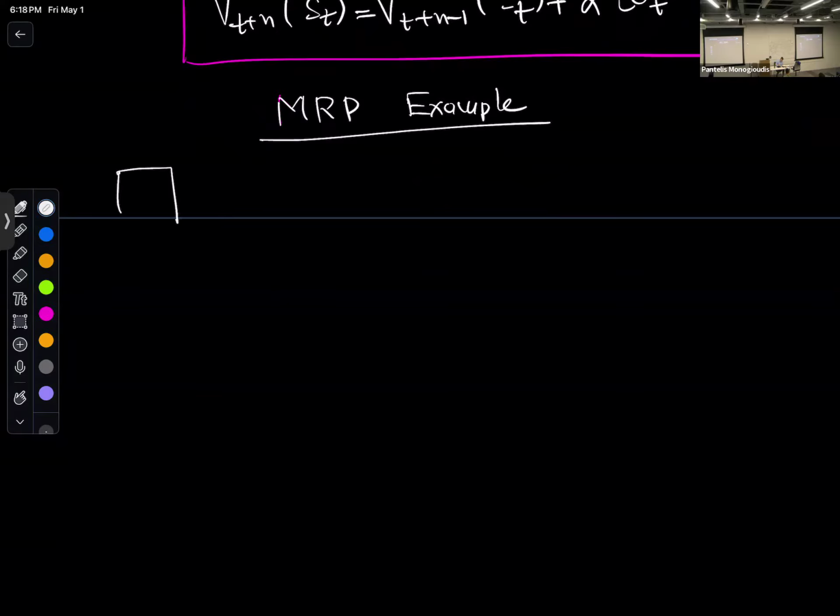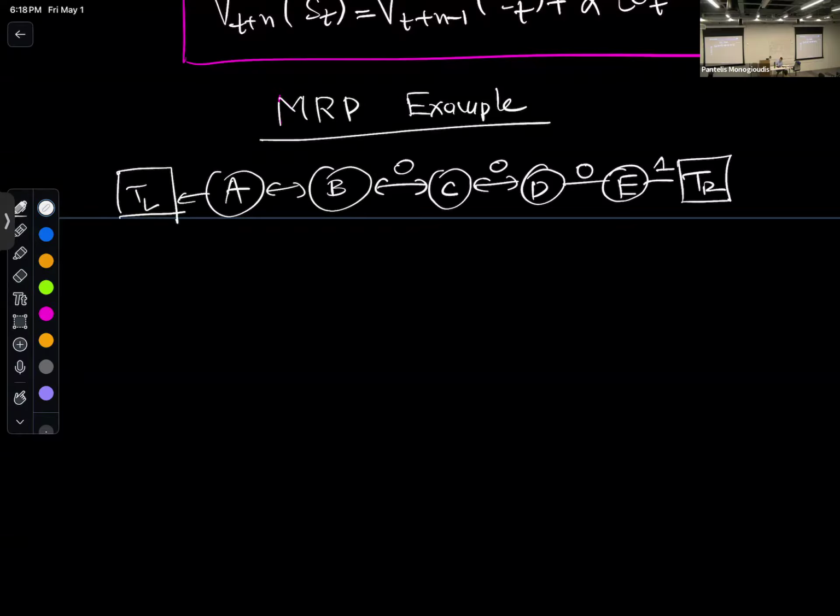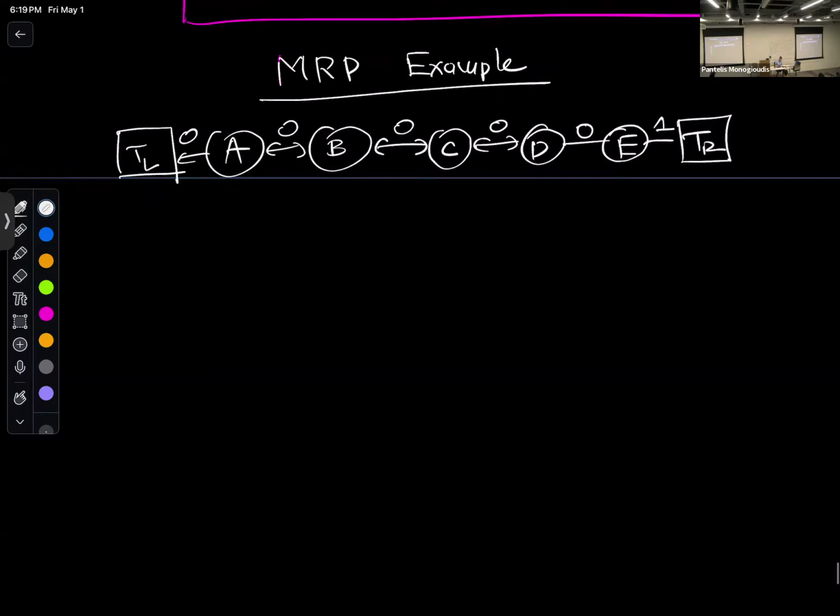So this is the left terminal state. This is A. This is B. This is C. D. E. Then the right terminal state. The right terminal state has a reward of 1. All other rewards are 0. And we know the exact solution.